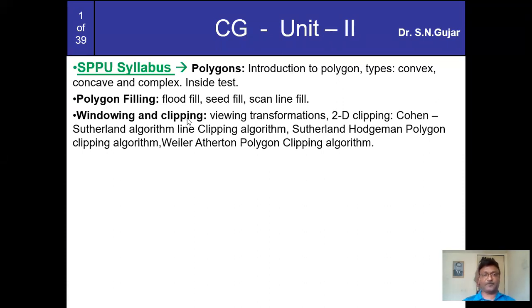Again, windowing and clipping. Clipping means that you have to erase a part. The viewing transformation and 2D clipping. Viewing means you have to view the transformed object in the window, so that is called viewing. Then the Cohen-Sutherland algorithm for line clipping, the Sutherland-Hodgman polygon clipping algorithm, and the Weiler-Atherton polygon clipping algorithm. So these are the points that we are going to cover.